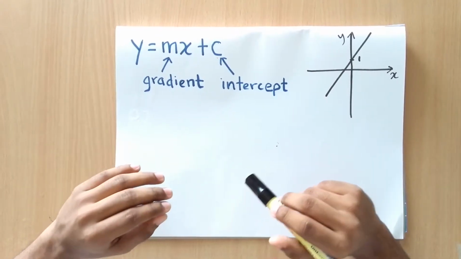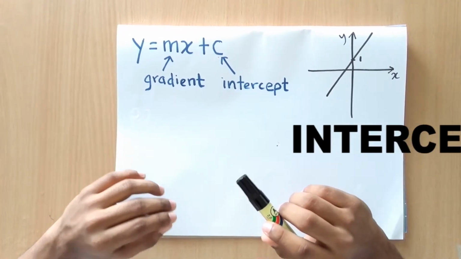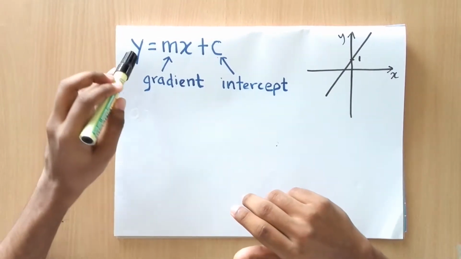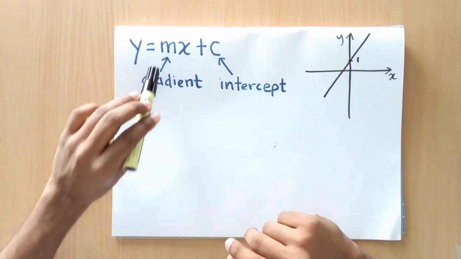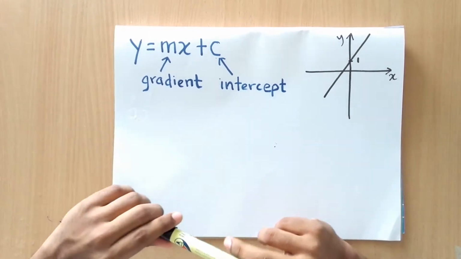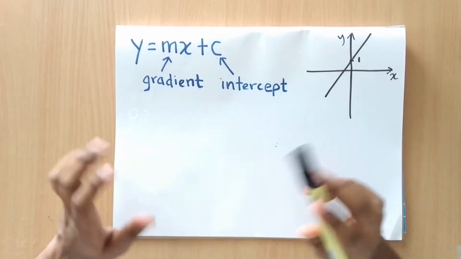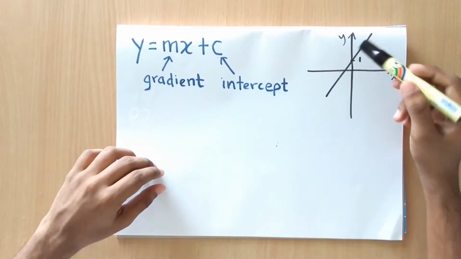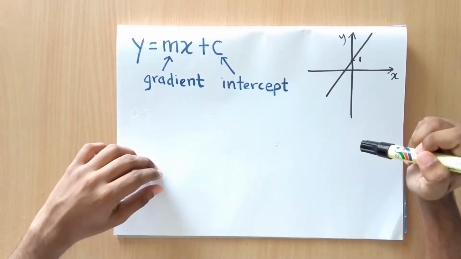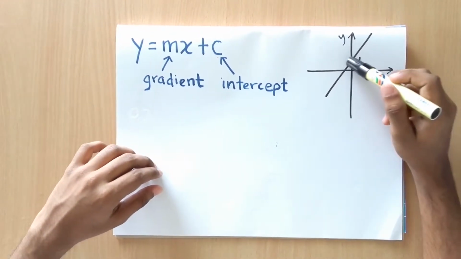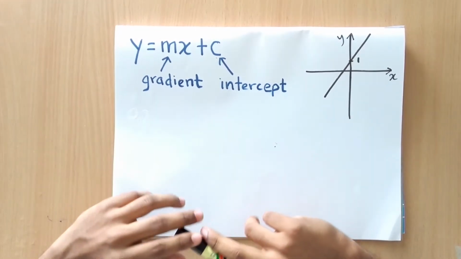The second property of straight lines is the intercept of a straight line. An equation can also be given in the form y = mx + c. Here m is the gradient that we learned just now and c is the y-intercept. In other words, c is the value where the straight line crosses the y-axis. So for this line, c = 1. So those are the properties of a straight line.